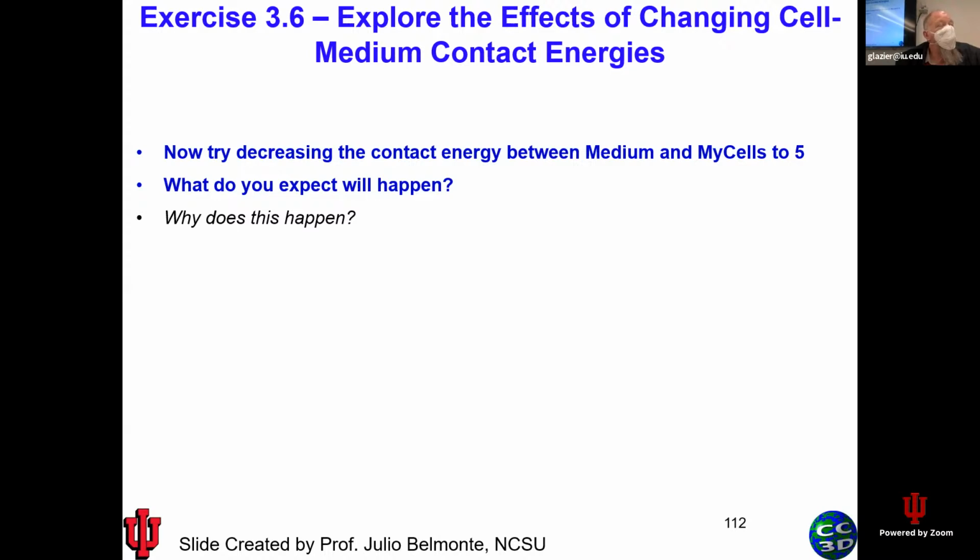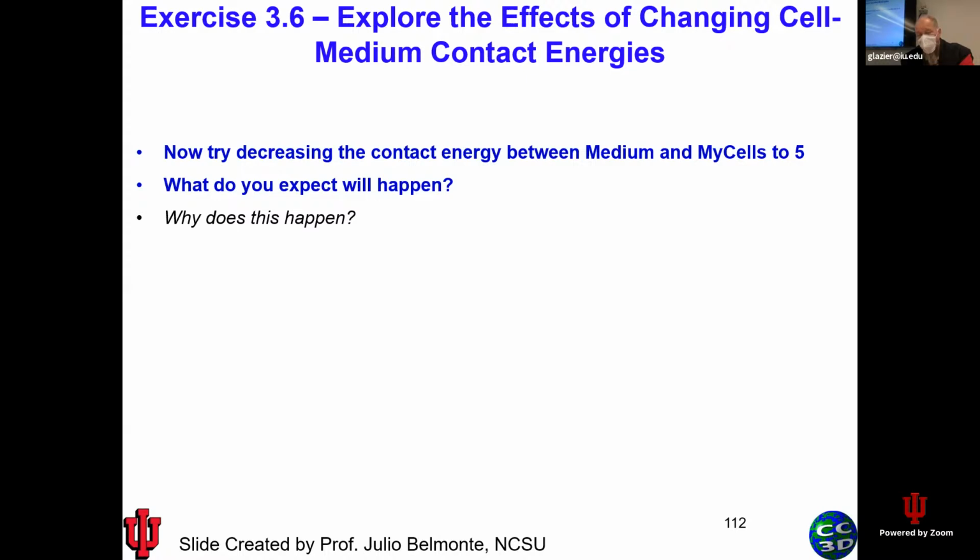And before you run it, ask yourself, what do you think will happen when you make the cell medium contact energy 5, remembering that the cell-cell contact energy was 10? What do you think is going to happen? Try thinking it through in terms of energy. If the system is trying to minimize its effective energy, and you make the contact area between medium and my cells smaller, are you going to increase or decrease the amount of medium cell contact energy area?